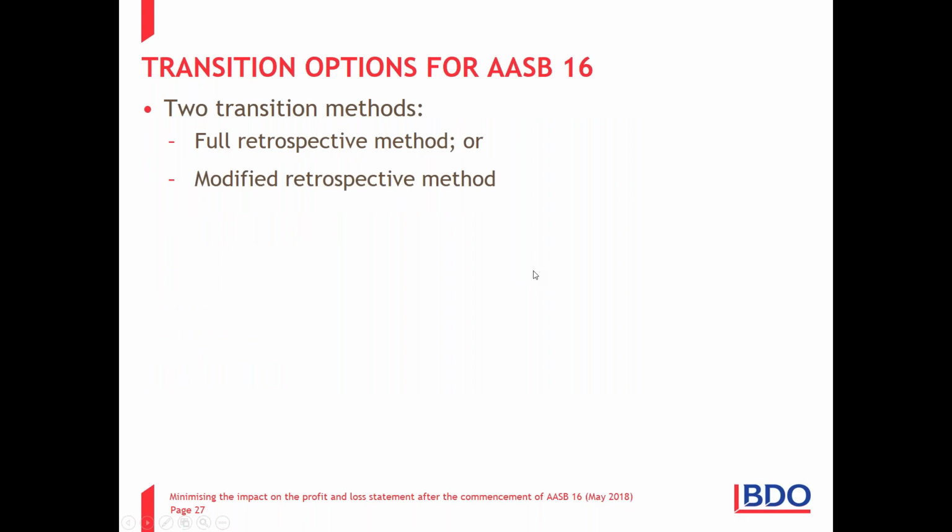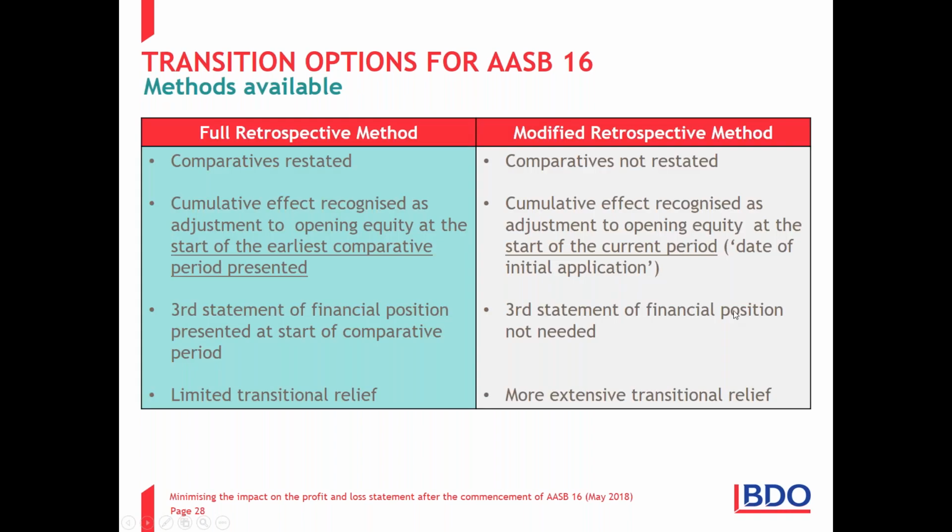The transition requirements. A little earlier I mentioned that there's a potential to have some of the impact of this standard reflected in the retained earnings, due to the transition options available in the standard. There are two options for applying the new standard: the full retrospective method and the modified retrospective method. Under the full retrospective method, you restate the comparative and make a cumulative adjustment to the opening retained earnings position to the earliest comparative period presented.